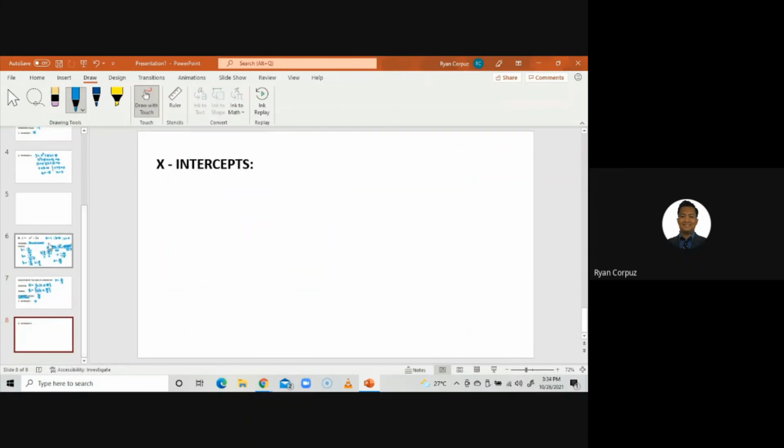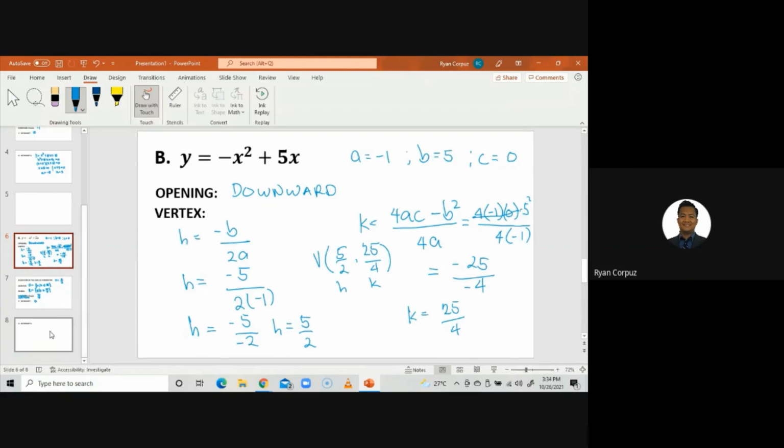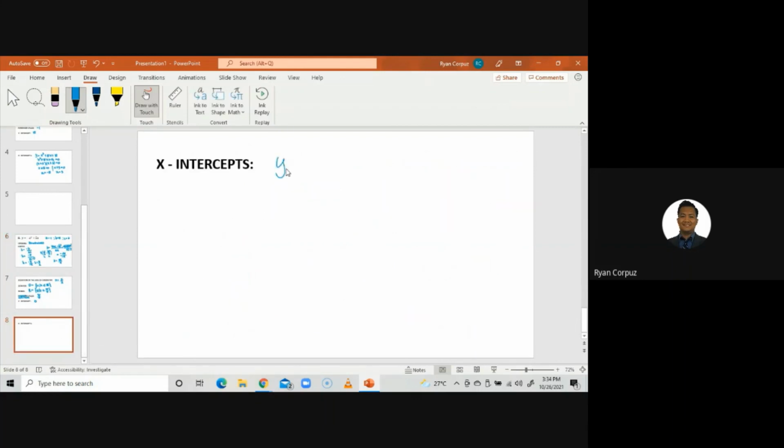Now, what would be the x-intercept? So, equation natin, negative x squared plus 5x. So, y is equal to negative x squared plus 5x. So gawin natin equation. It should be negative x squared plus 5x is equal to 0. And usually, di ba, kapag negative yung a natin sa quadratic equation, we make it positive. So that is by multiplying both sides of the equation by negative 1. That would be x squared minus 5x is equal to 0.